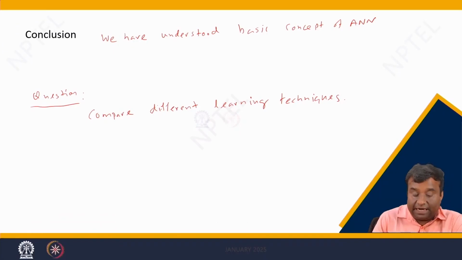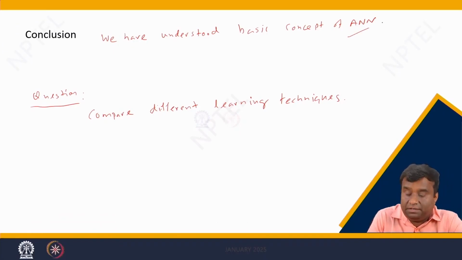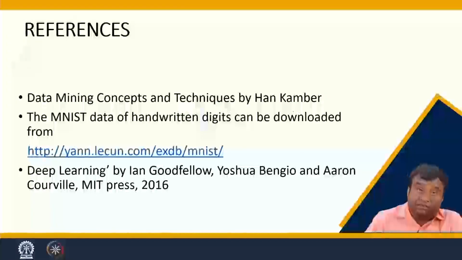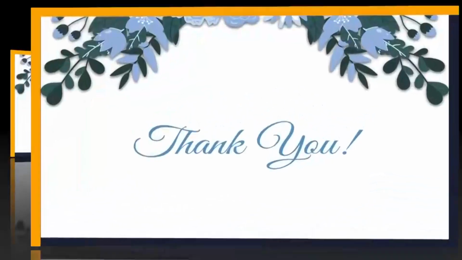So the conclusion is that in this class we have understood the basic concepts of artificial neural networks. The question for today's class is to compare different learning techniques, that is supervised, unsupervised, reinforcement learning, etc. These are the references for today's class. Thank you.